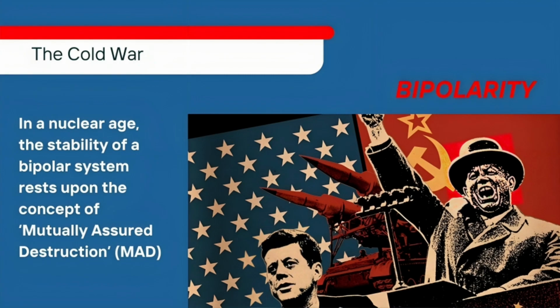To exemplify, in a nuclear age, the stability of a bipolar system rests upon the concept of mutually assured destruction, MAD. MAD is built upon the assumption that the potential devastation of a nuclear war guarantees that neither side will launch a first strike. During the Cold War, both superpowers claimed to possess nuclear weapons solely to act as a deterrent. As a result of an arms race, both sides accumulated a level of nuclear armament that would have led to complete annihilation if either power declared war on the other, thereby deterring direct conflict.